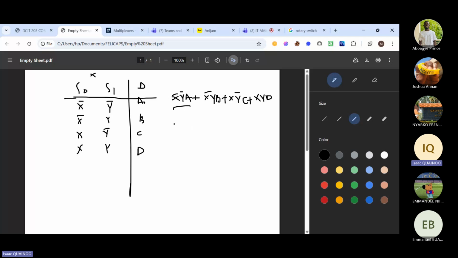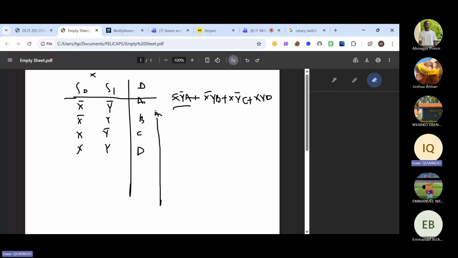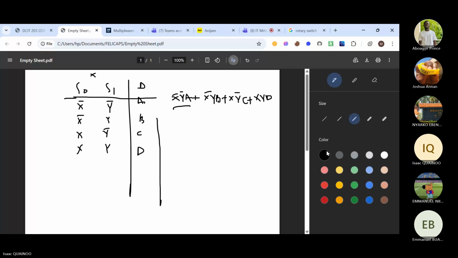So to implement this, here you are going to have our A, B, C, D as our inputs, right? Our X and Y are select lines, not A and B. So let's do that properly. So we have X, and then we have Y, right?